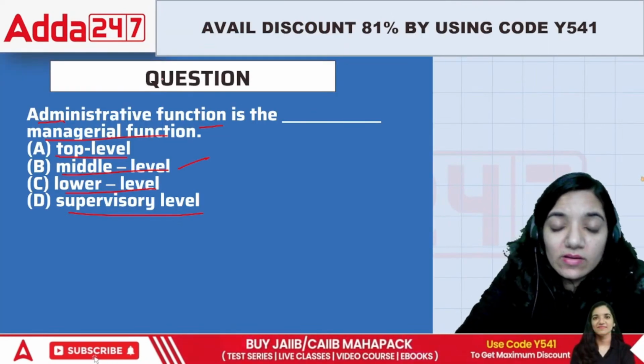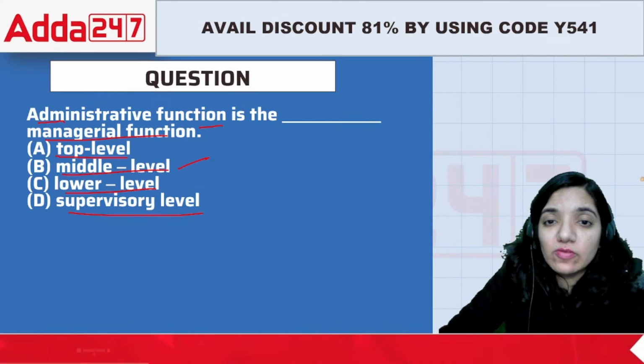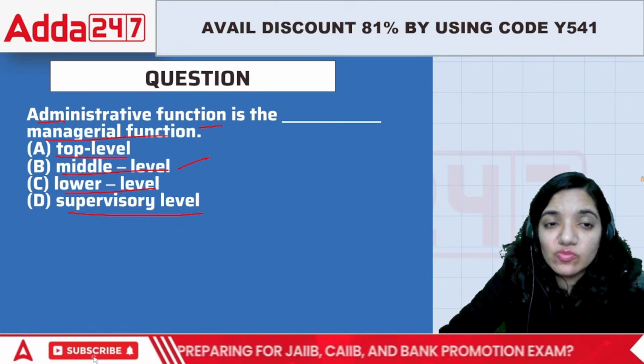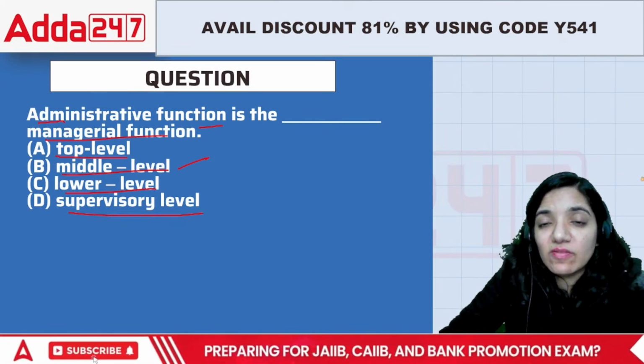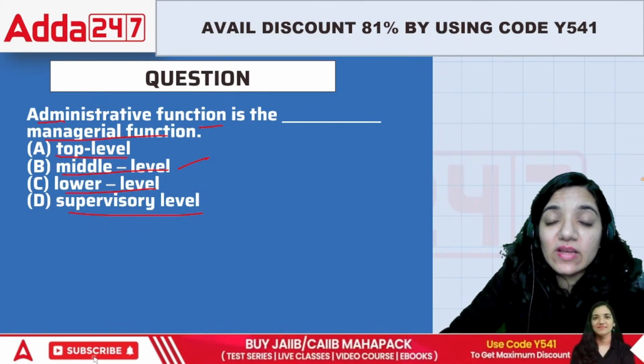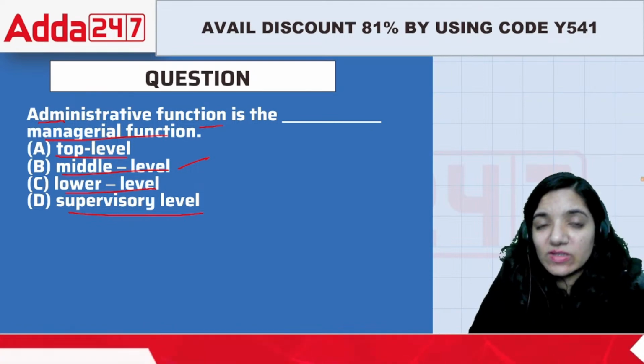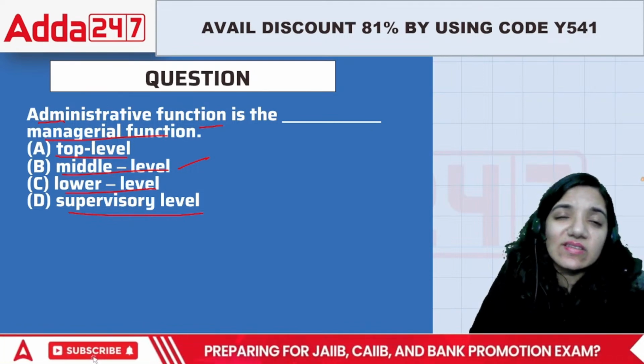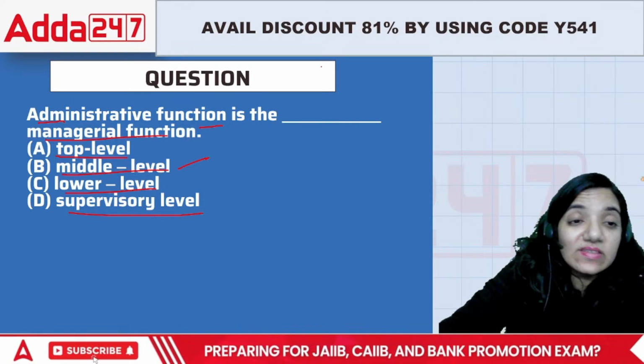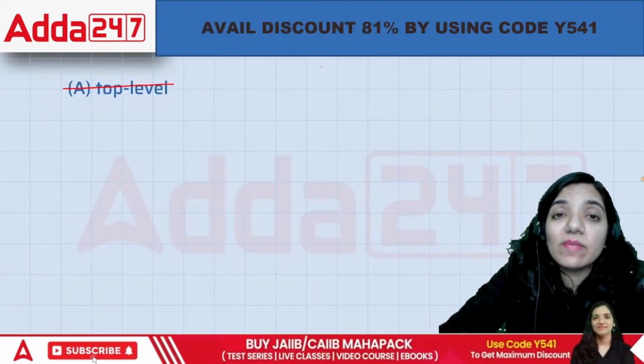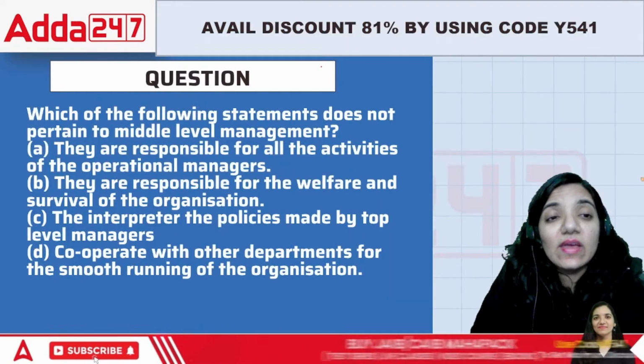The entire decision making, how we look forward to it, what exactly should be done to work, is always covered by the middle level. The top level takes the decisions about what is to be done and how it is to be done. So these things are related to the administrative function, but this is related to only and only the middle level, not anything else. Here comes the next question.